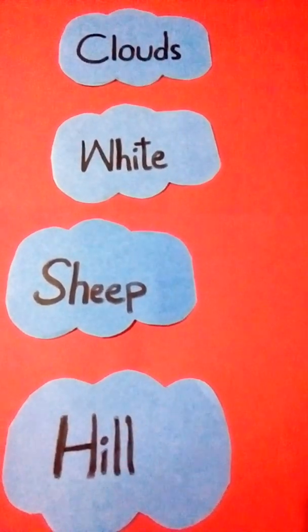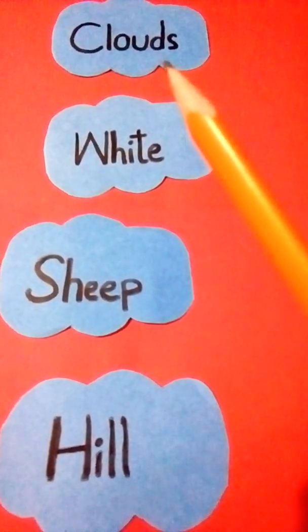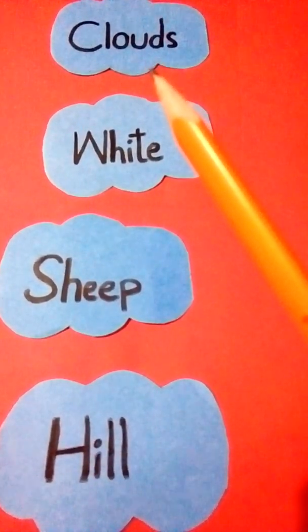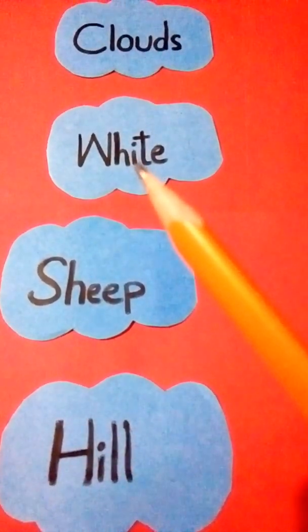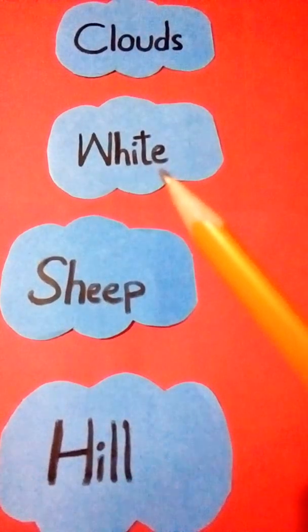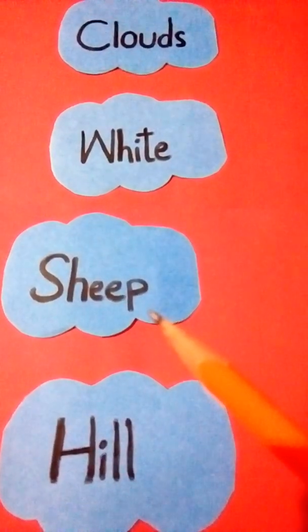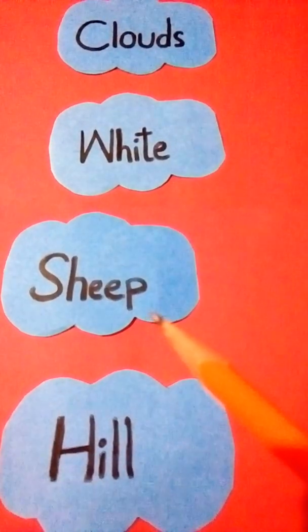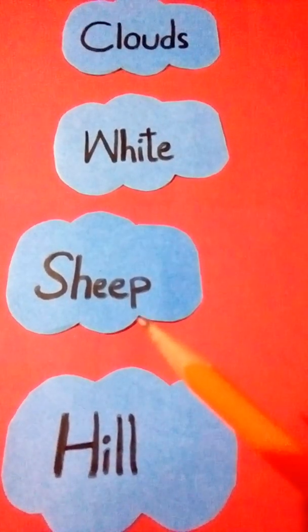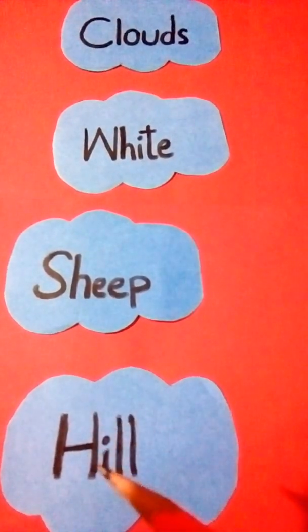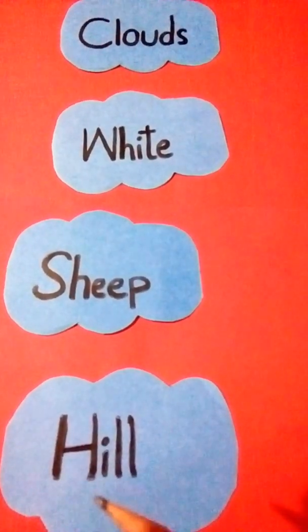meanings. So, our first word is clouds. Cloud means badal. White means safed. Sheep. Sheep means bhed. Hill. Pahadi.